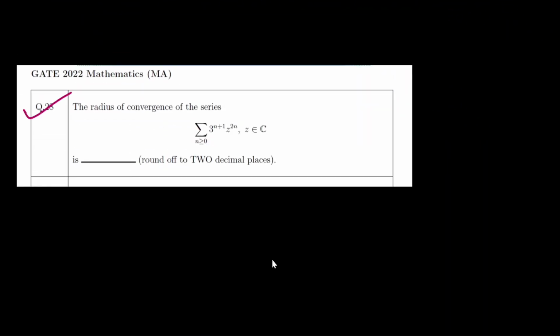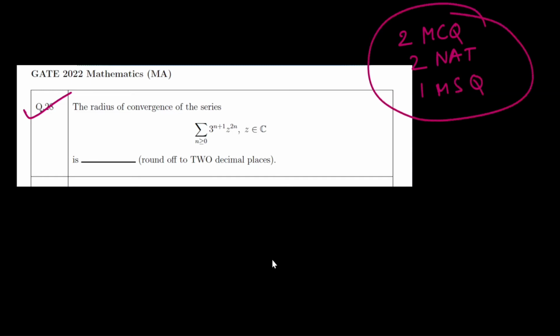This is a NAT type question. Note that in this year, GATE 2022, there are 2 MCQ, 2 NAT type questions, that is numerical answer type, and 1 MSQ. In total 5 questions come in this year, GATE 2022.